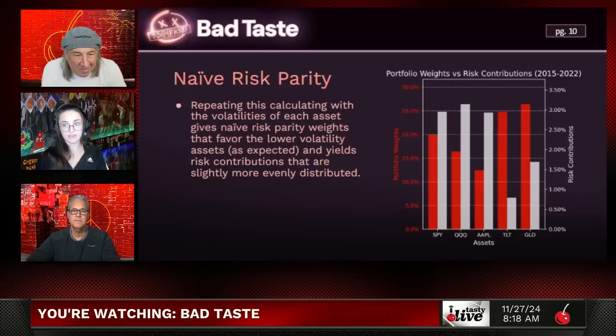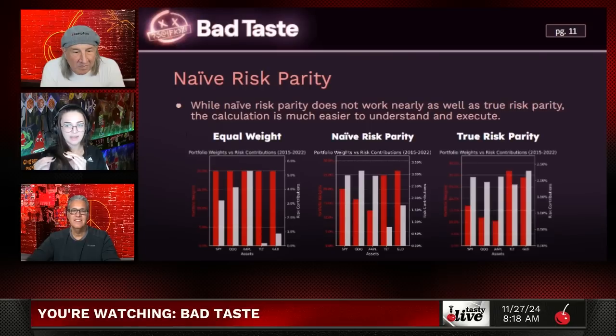When we do this backtest again from 2015 to 2022, those white bars, the risk contributions, are a little closer to being even. Our weights, as we would expect, give much higher weighting to TLT and GLD, about 25% allocated to each, closer to 12% to Apple, 20% to SPY, and so on. It's not as even as actual risk parity can get you, but it is closer, and for a back of the envelope calculation, it's simple and easy to understand.